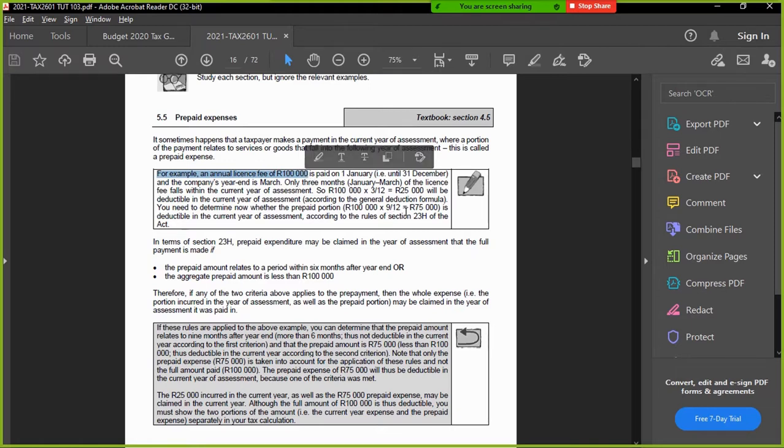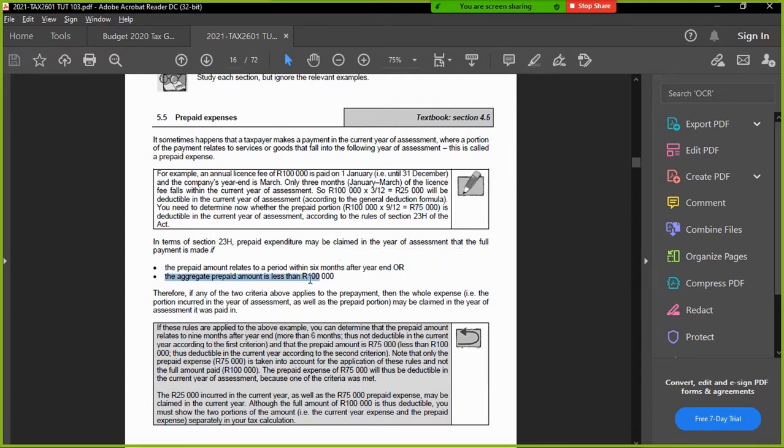But now what happens to the prepaid expense? What is the prepaid expense? 75,000. This 75,000 is going to take place in the next year. Do you agree? Yes. So how many months do we have in the next year? Well, we've got 3 already, so we've got 9 months. Do you see that? Yes. So is this less than 6 months? No, it's 9 months, it's longer than that. Then the next thing we need to check is the or. Is it less than 100,000? It is less than 100,000.